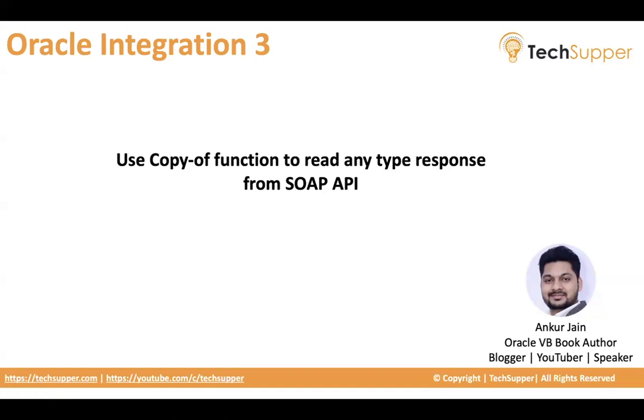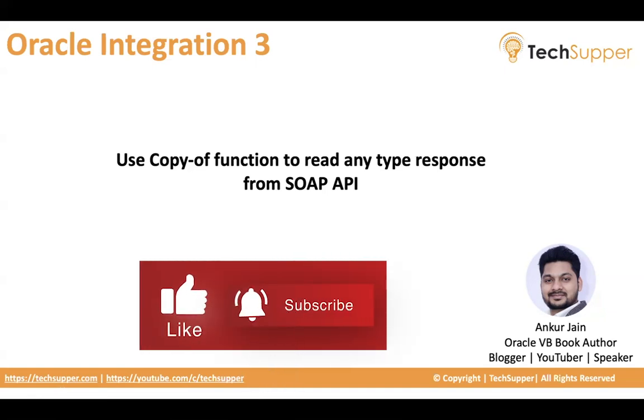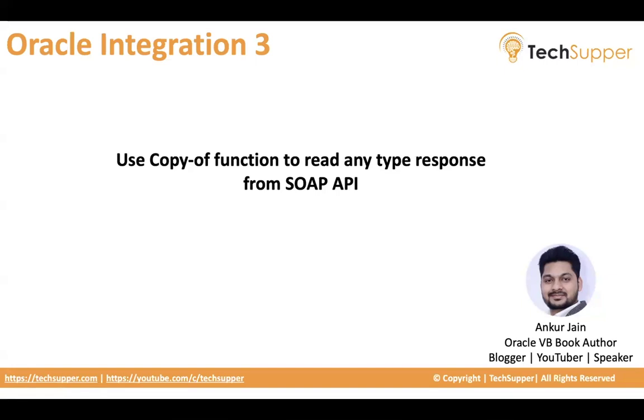In this video, I will show the capability of the copy-of function that will allow you to read any type of response from a SOAP API. This is just an example, but the function can be used to read the data from the source application without mapping the individual elements. Let's look into it and see how this can be done.